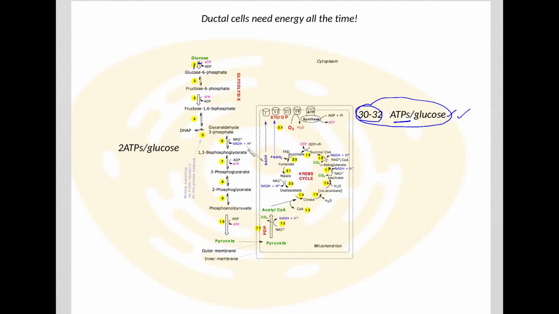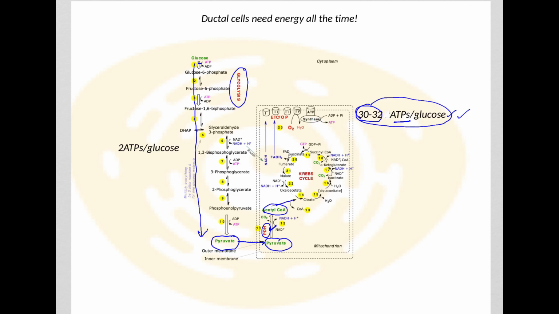So first, the glucose will have to go through this metabolic pathway called glycolysis. At the end of glycolysis, we get pyruvate, and then this pyruvate will enter the mitochondria of the ductal epithelial cell, and there the pyruvate will be converted into acetyl-CoA by this enzyme system here called pyruvate dehydrogenase complex, or PDH.